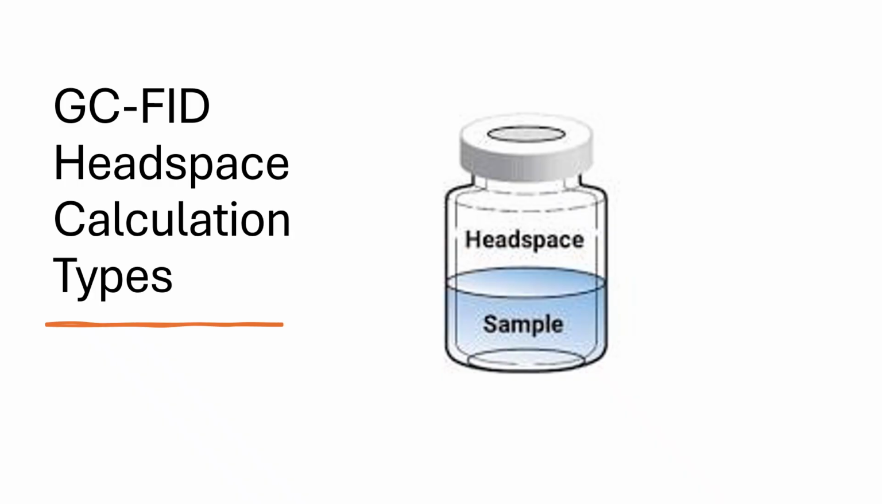But here's the million-dollar question. We are only measuring what's in the gas phase. So how do we calculate the concentration in the original phase? That's where the three calculation methods come in. Each one has its strengths, weaknesses, and perfect use cases. Let's break them down.